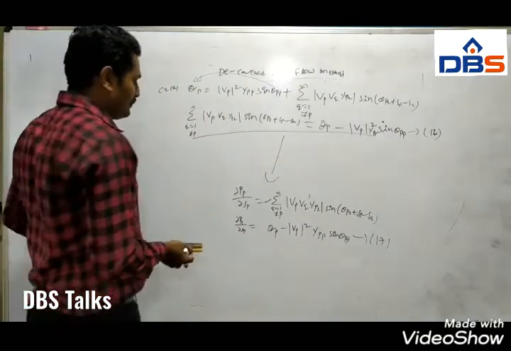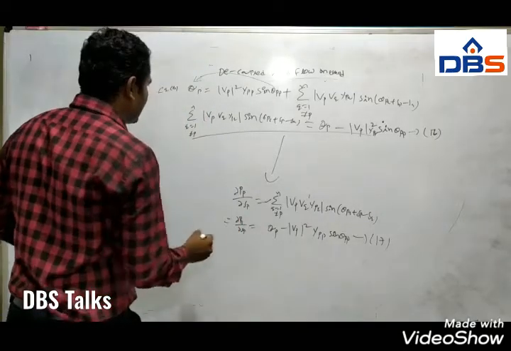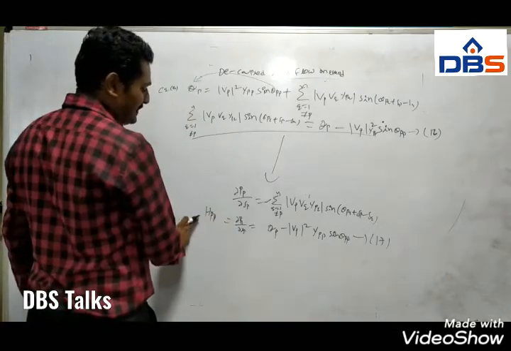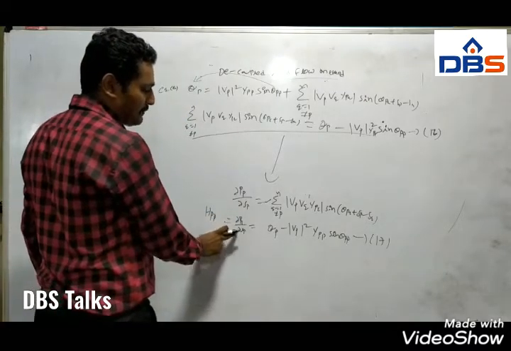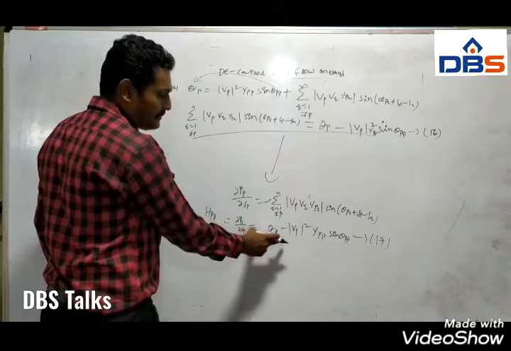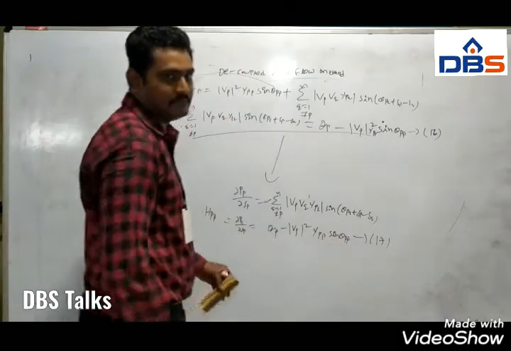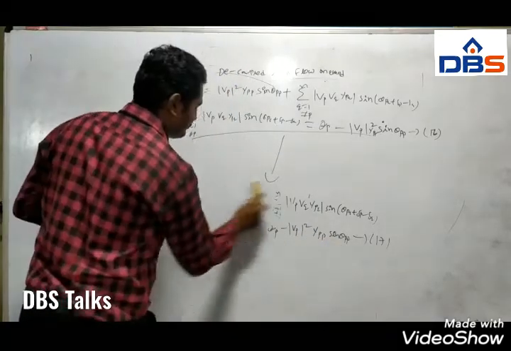Okay, so this is the diagonal element of H. So Hpp is equal to ∂Pp/∂δp. So that is equal to Qp minus |Vp|² Ypp sin θpp.